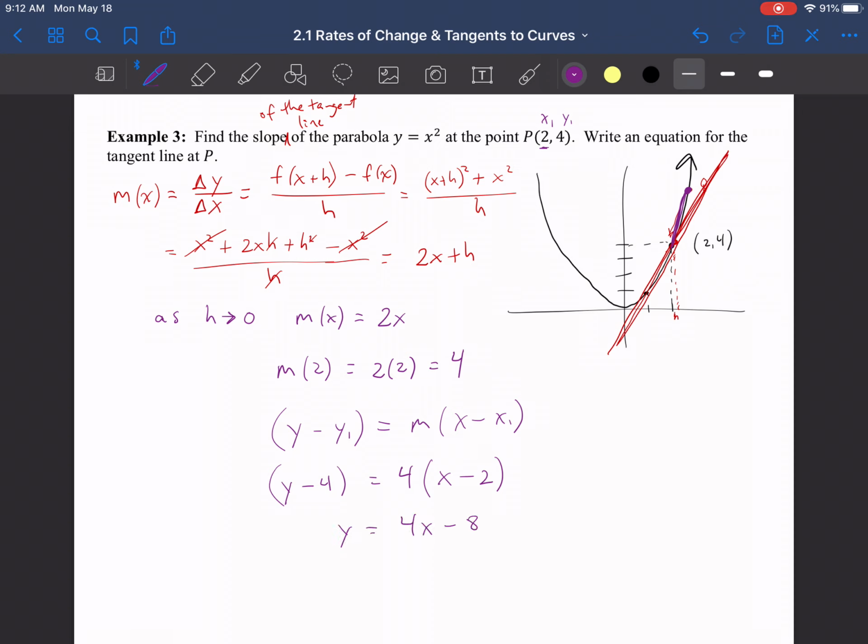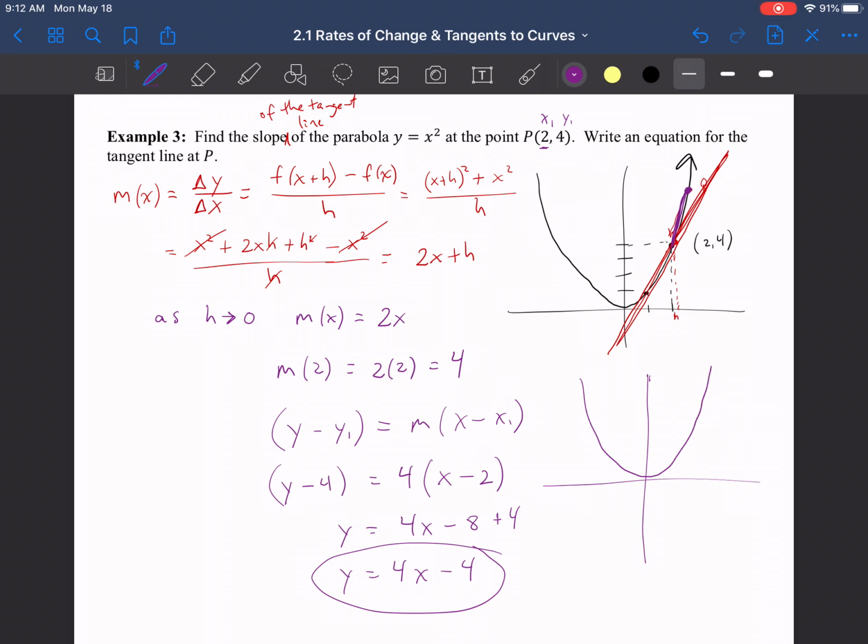That's multiplying the 4 through. And then add the 4 to both sides, plus 4. We get y equals 4x minus 4. And that should fit us right on this. And if I had drawn this really nicely, you would have seen that we would have had this nice curve like this. And then this would have come through and hit at -4. That's our y-intercept. There's our y-intercept. And at a slope of 4, it would have come through and done just like that.